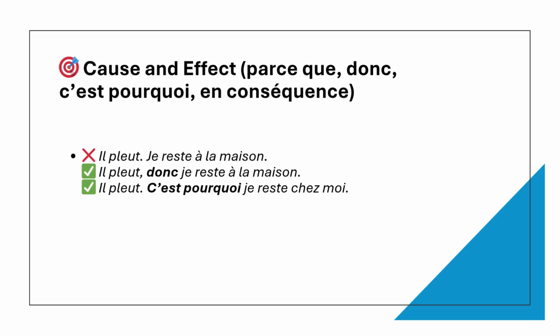The next one is an example for cause and effect connectors. Il pleut, je reste à la maison. It rains, I stay at home. That is just two common, basic sentences. How can we make it better? Il pleut, donc je reste à la maison. It rains, so I stay at home. Or, il pleut, c'est pourquoi je reste chez moi. That's the importance of using the connectors, that it helps you build a bridge between two sentences, which is more impactful when you're doing speaking practice or if you're writing a paragraph or a letter.